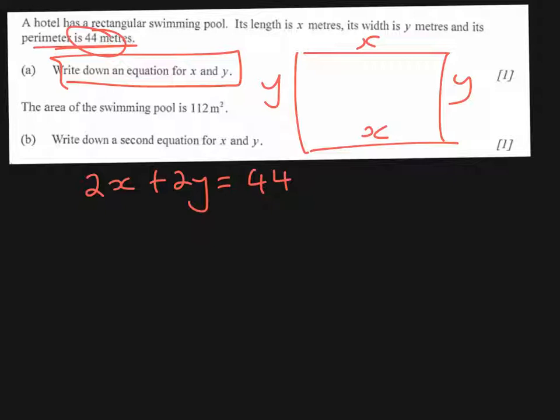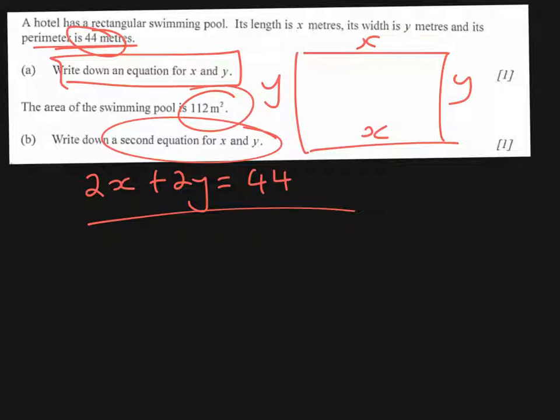Similarly, in part B, we're asked to write down a second equation. So we've got to look at the other information we've got, which is that the area of the swimming pool is 112 meters squared. So again, algebraically, what's the area of this shape? Well, it's going to be the base times the height. So the base here is x, times the height, which is y. That's going to give us the area algebraically, which we know is equal to 112. So that is going to be our second equation.